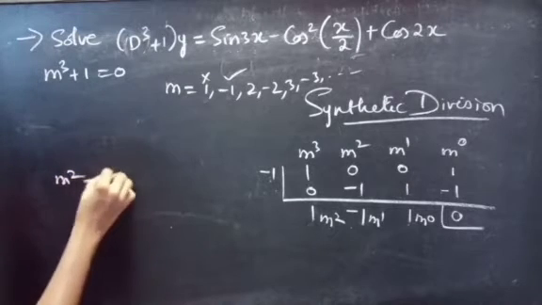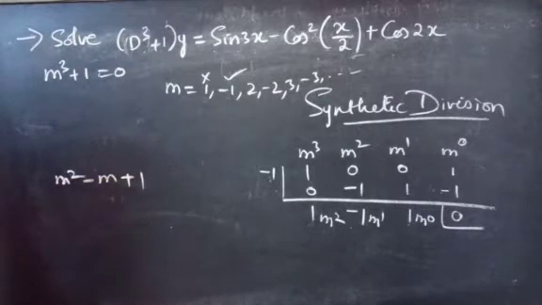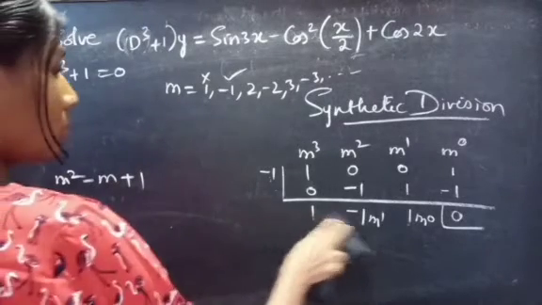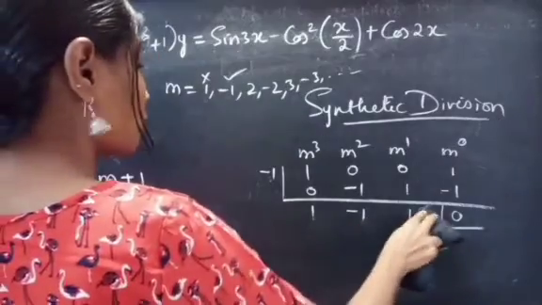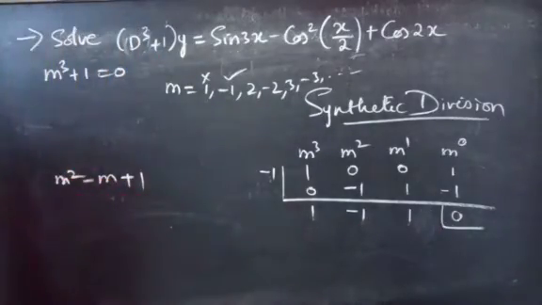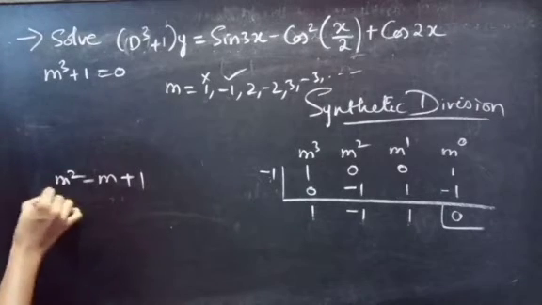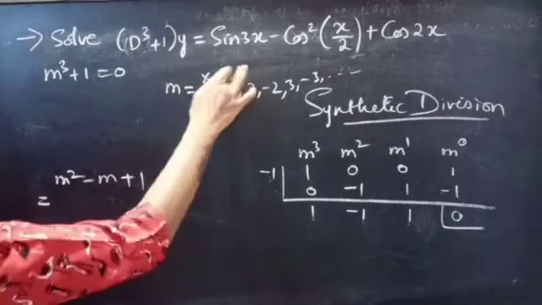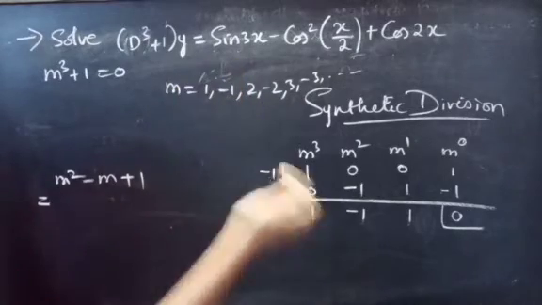m square minus m plus 1. Now we have to see which m satisfies this polynomial. Or let's use the quadratic formula to find roots. I'll show you what happens if we use 1, minus 1, 2, minus 2.